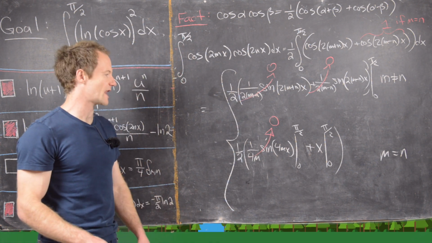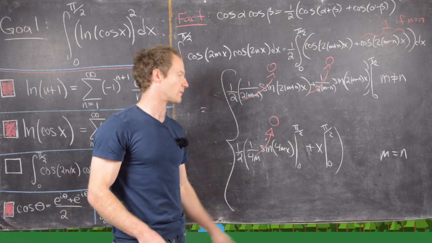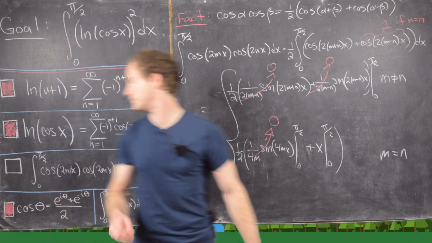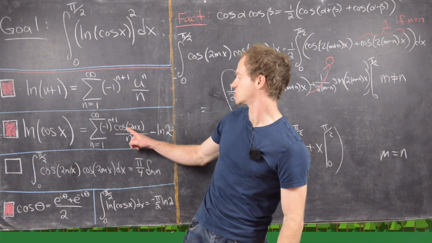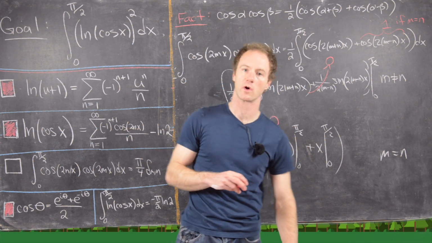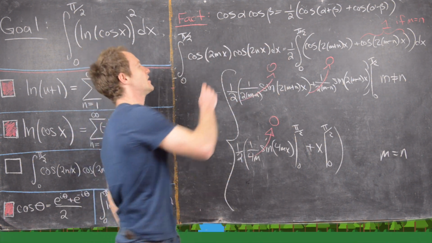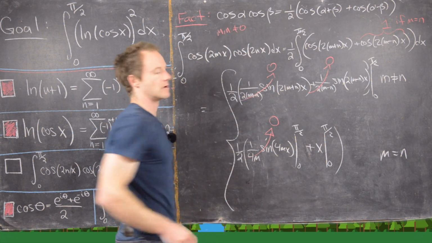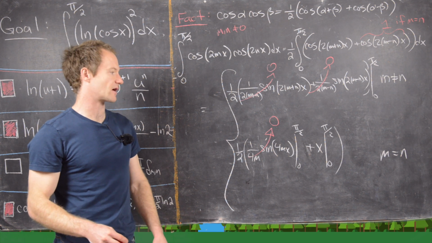I guess I should say what happens when m and n are both 0, but we're not actually going to deal with that case because notice it doesn't show up in this infinite sum that we're worried about. So maybe here at the top, say m and n not equal to 0, just to dot our i's on that.